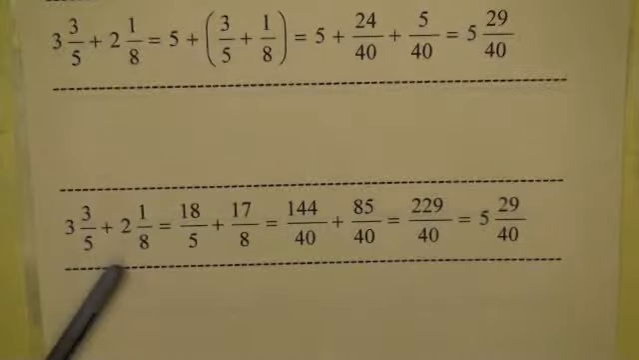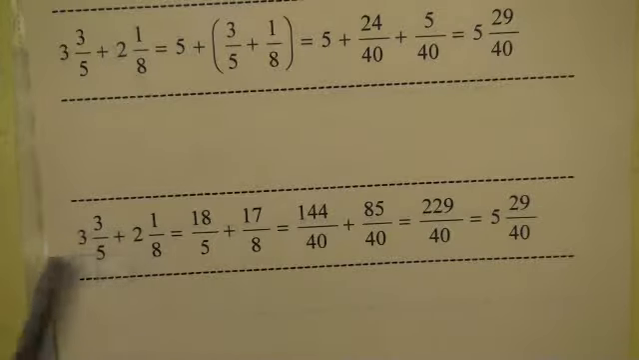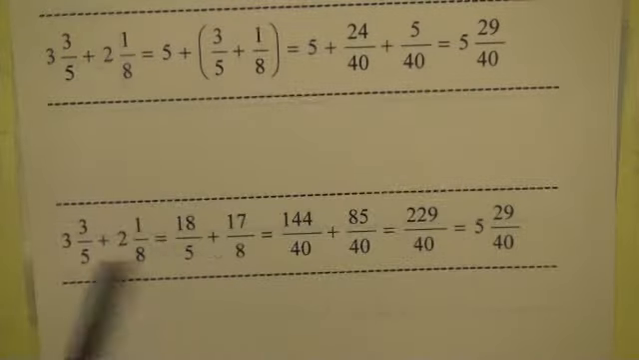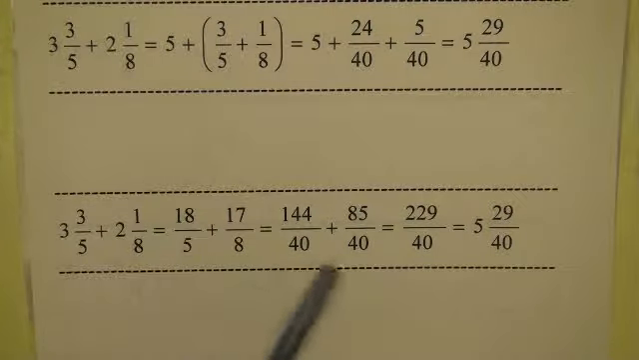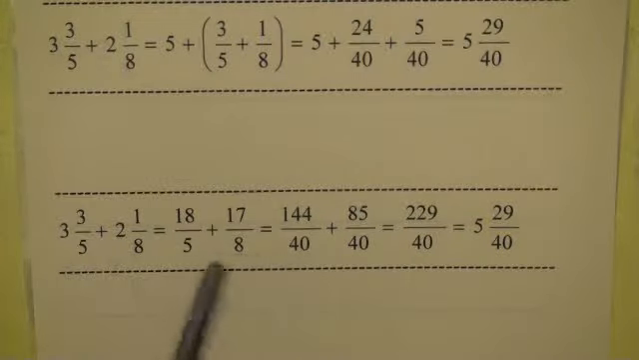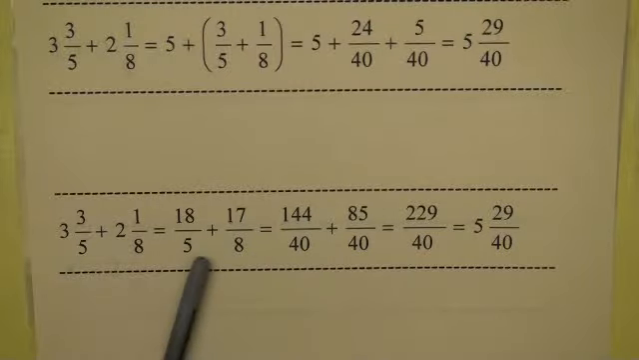So there are several methods to solve problems, and knowing the various methods is definitely a quality skill to have. So 3 plus the 2, we're not going to do it that way. We're going to change this to an improper fraction.